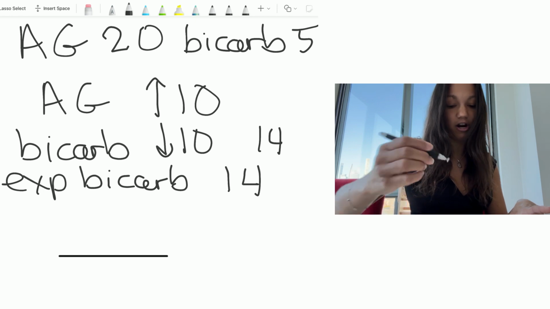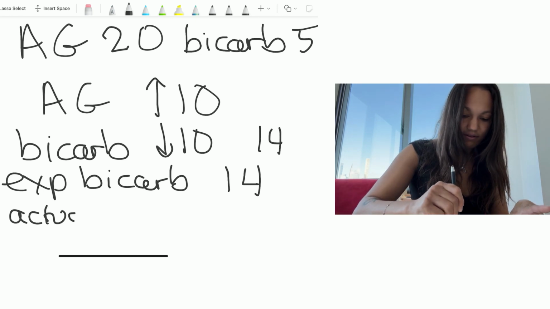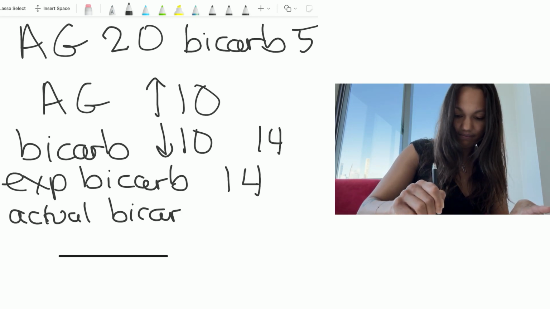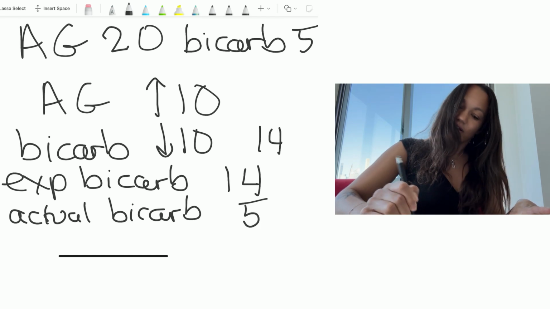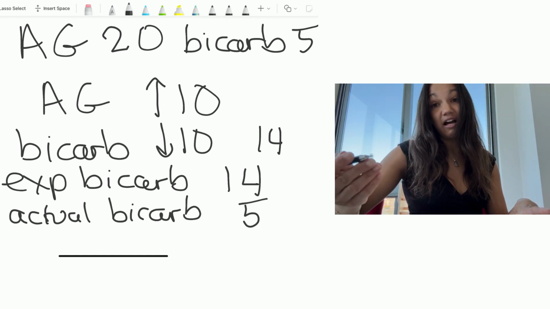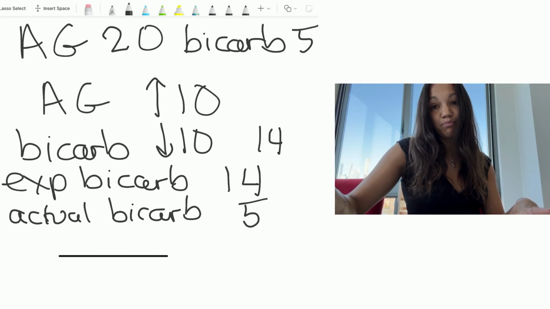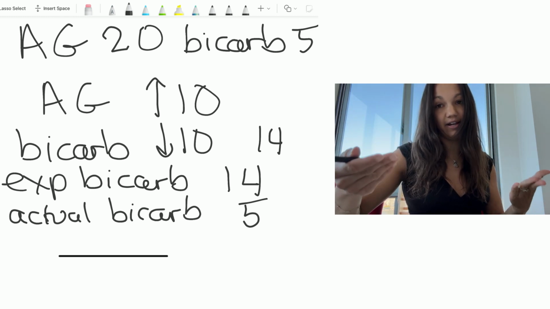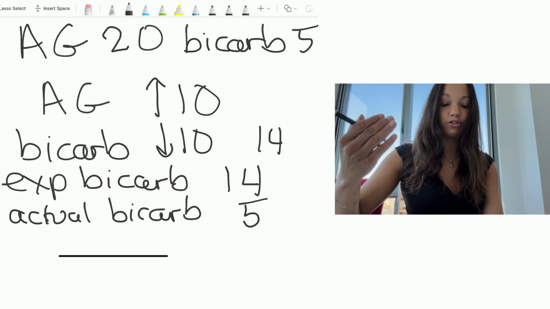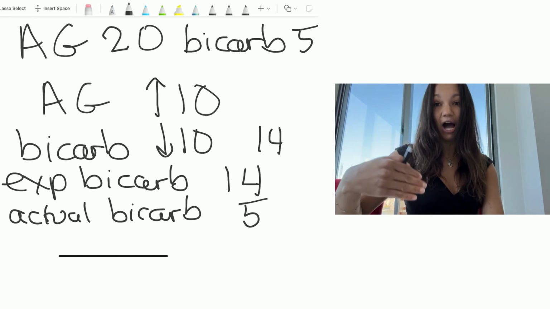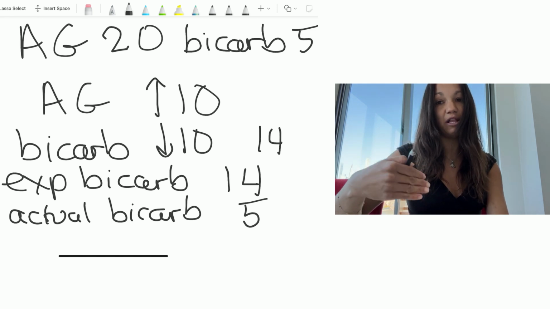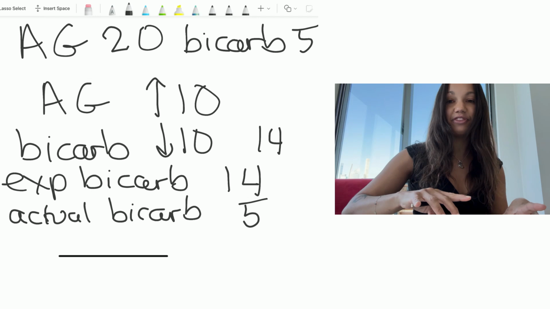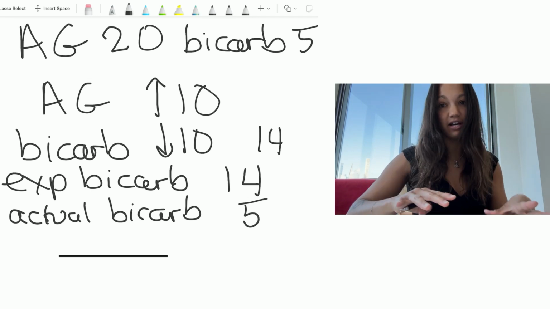Now I look back at my patient. Their actual bicarb is 5. So what that means is that the actual bicarb is much lower than I expected. Low bicarb, metabolic acidosis. So that means there's an additional normal anion gap metabolic acidosis. Suppose my actual bicarb was much higher than 14. That would mean there's an additional metabolic alkalosis. This concept is the delta-delta.